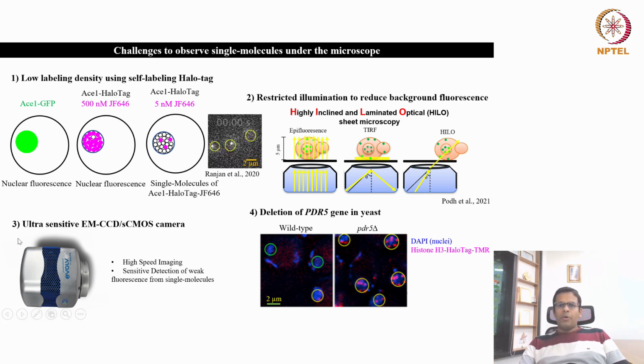then the third important thing which is required for single molecule imaging is the ultra sensitive EMCCD or sCMOS camera, because here whatever molecules you are seeing, those are the individual dye molecules.